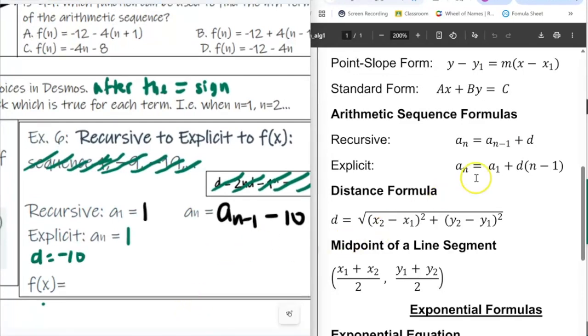Now that I know that, I can keep writing my explicit formula. So it says plus D, which is -10. So again, you're not going to do plus and minus. So you're just going to say minus 10. And then it is n minus 1.